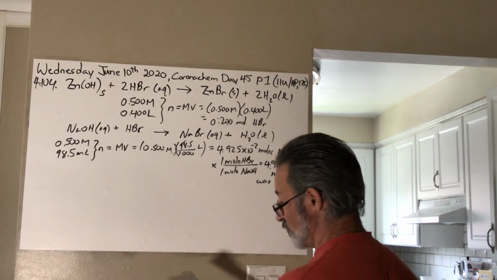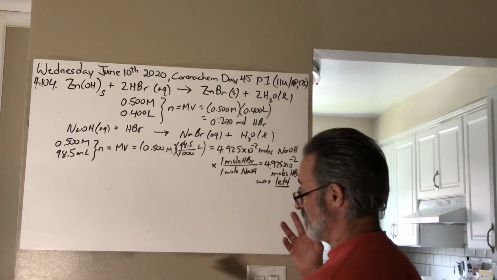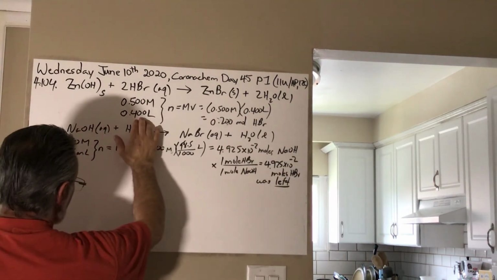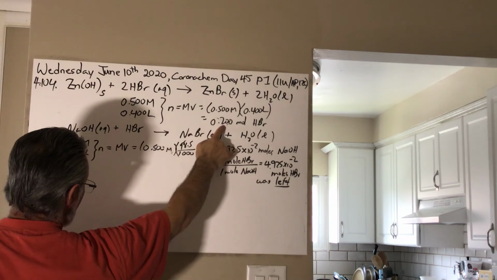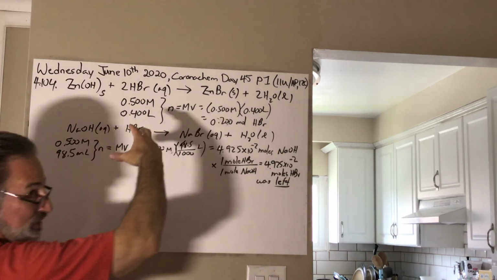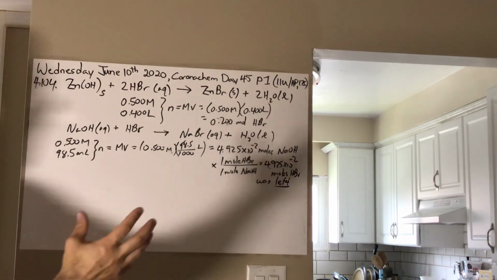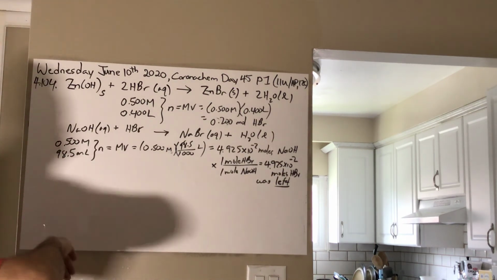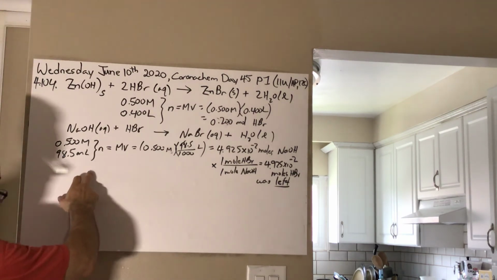So they over-titrated, and what they did is called a back titration, okay? So this was a solid sample. They added this number of moles of HBr, but they overdid it. They over-neutralized the zinc hydroxide, so now what they had to do is bring it back by adding some more base, okay?